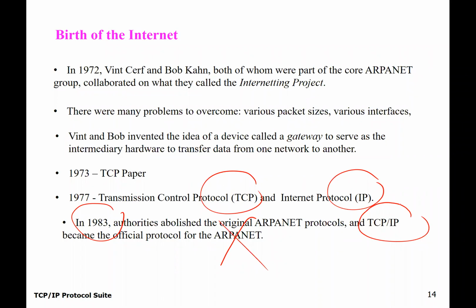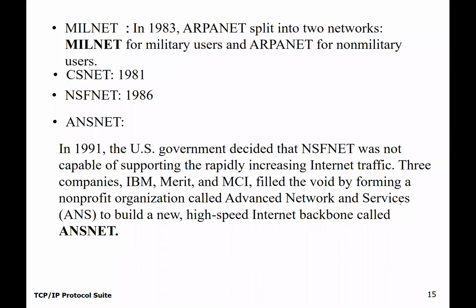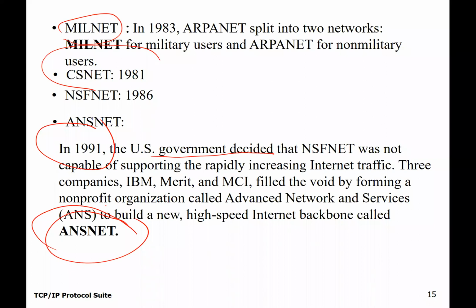Still, they worked hard on that. And at the same time, there was another organization working on the same idea, trying to connect computers. One of them is MILNET, which is military. It's part of ARPANET. And then there's another one, CSNET. And finally, in 1991, the government established something called ANSNET. That's the final one, and that's to make sure you have high-speed internet.